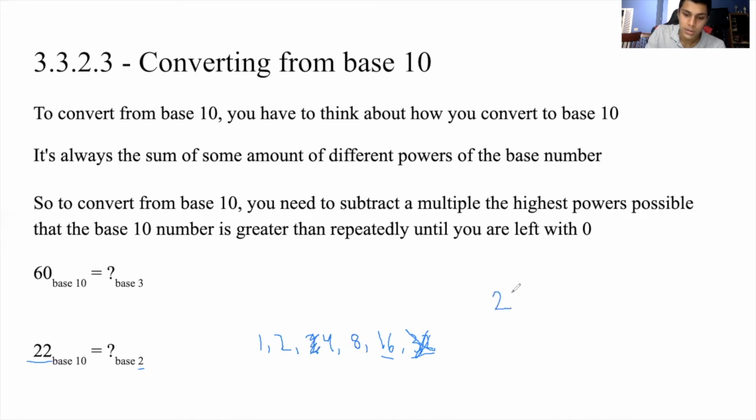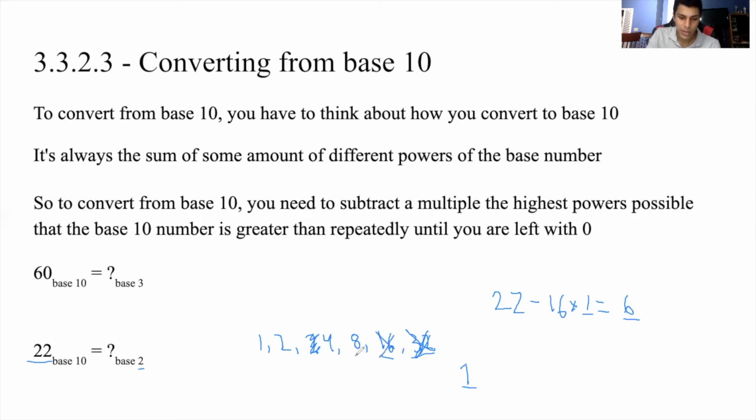So 22 minus 16 times 1 is going to give you 6, because 16 times 1 is 16, and 22 minus 16 is 6. So therefore, since it goes into it one time, our base 2 number is going to start with a 1. All right, so next we have 6 remaining. Now we need to go to our next highest power of 2, because we know 16 won't go into 6 anymore.